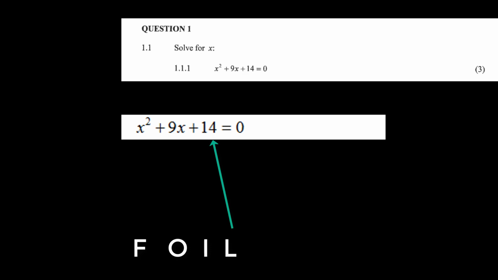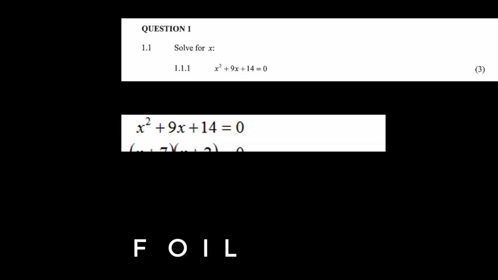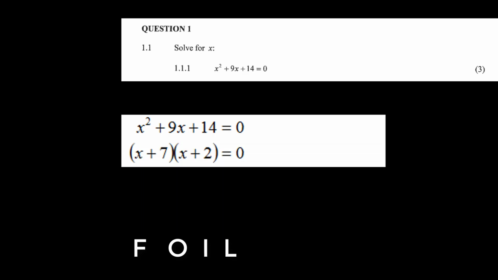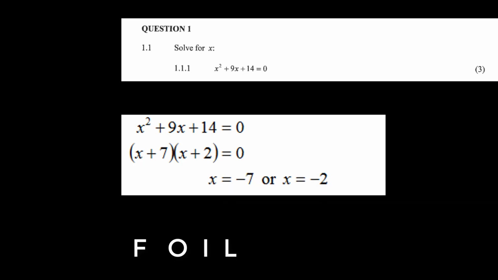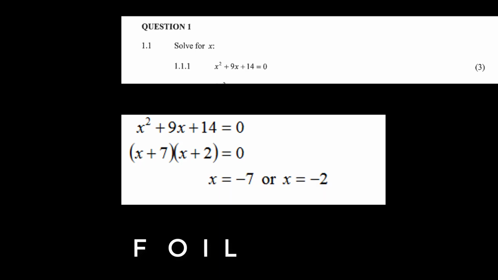Now the inside and outside must add up to plus 9. That is plus 7 plus 2. Therefore the factors are x plus 2 and x plus 7, or x equals minus 7 and x equals minus 2. More factorizing quadratics. The giveaway here in this question for 4 marks is the term corrected to 2 decimal places.